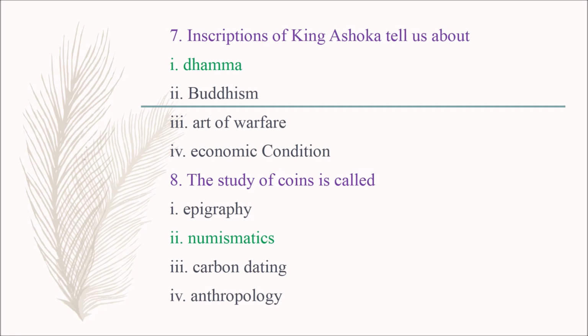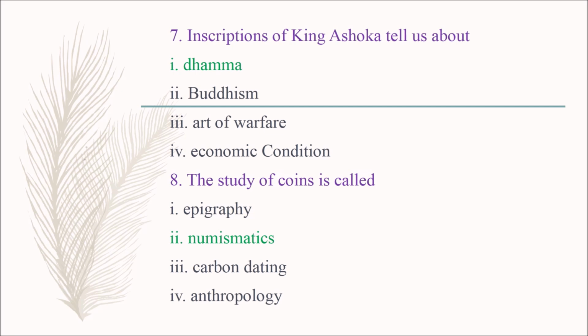Inscriptions of King Ashoka tells us about option number 1, Dhamma. Option number 2, Buddhism. Option number 3, art of warfare. Option number 4, economic condition. So the answer is option number 1, Dhamma.